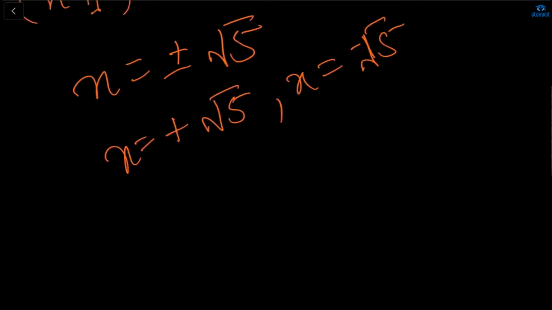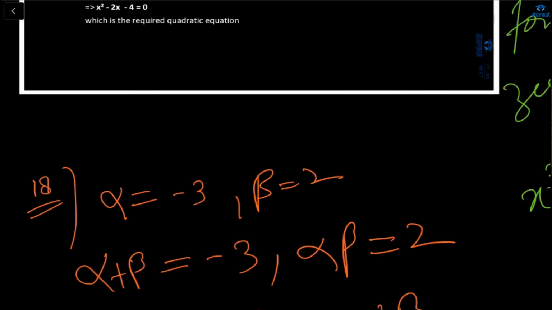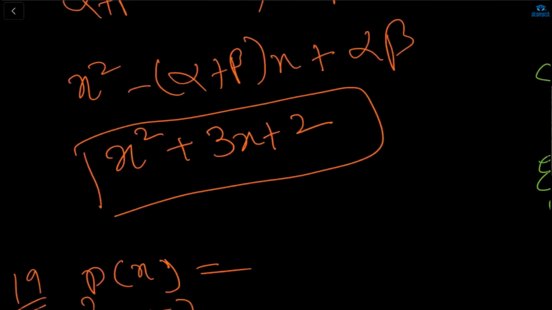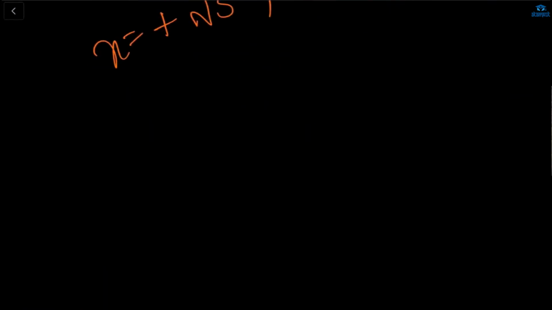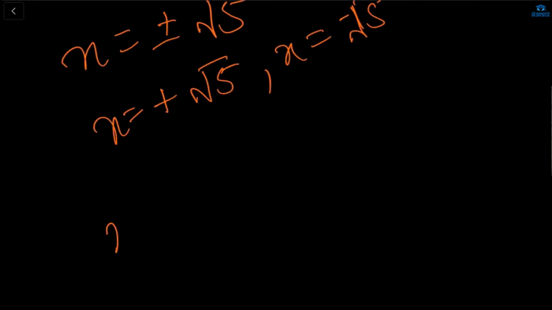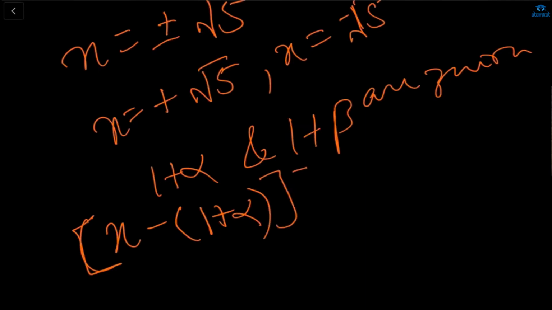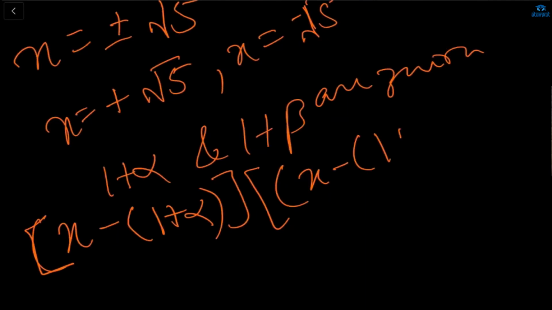Now for the other two zeros. See, you already found the values of alpha and beta. Now what you have to do is find a quadratic polynomial whose zeros are 1 plus alpha and 1 plus beta. So how can you find another polynomial with these zeros? If 1 plus alpha and 1 plus beta are the zeros, then what will be there? Then (x minus (1 plus alpha)) and (x minus (1 plus beta)) is equal to 0.